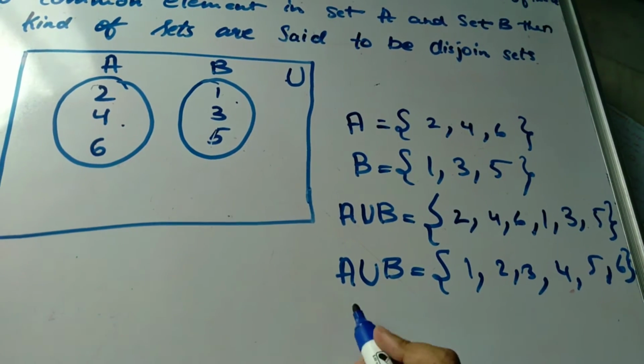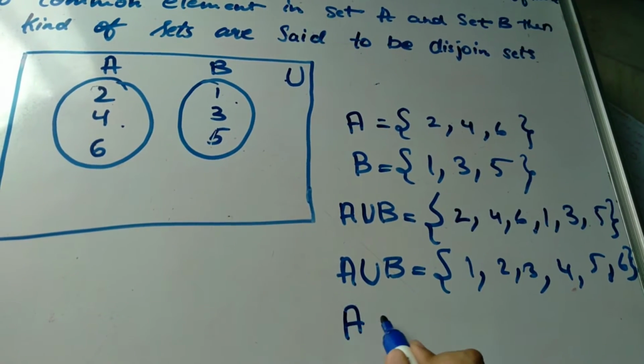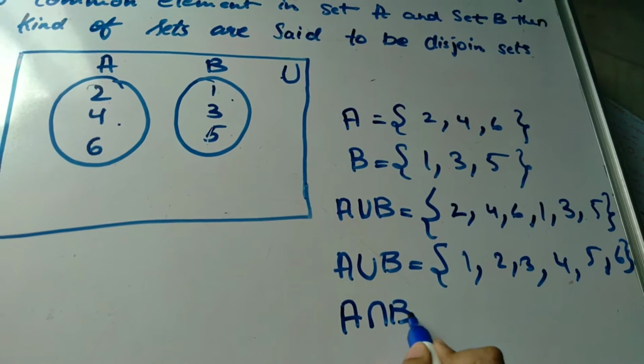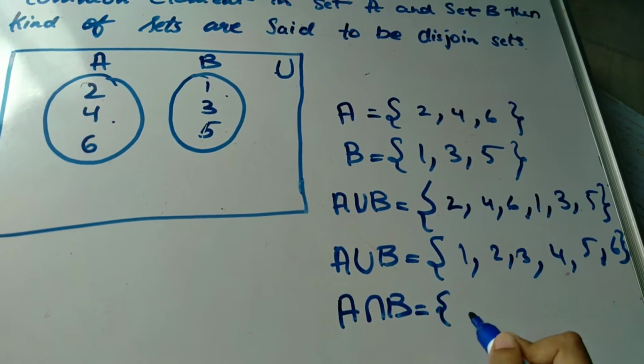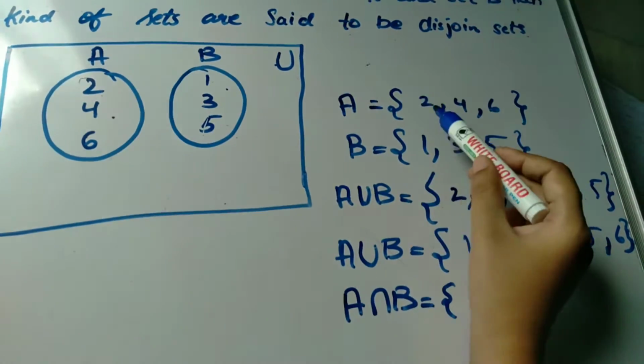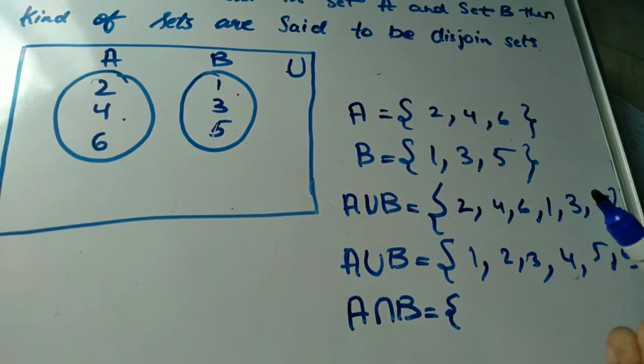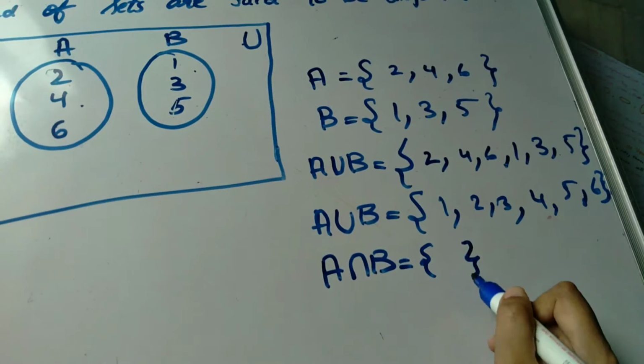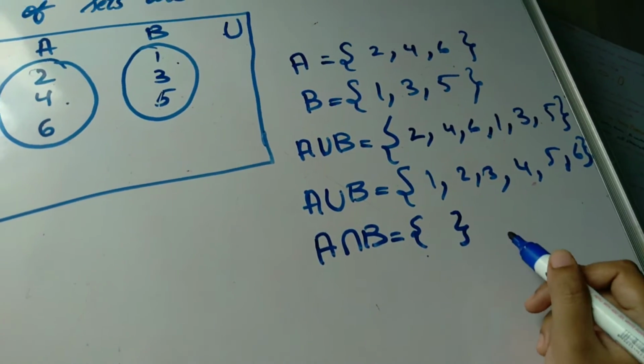And now can we take out A intersection B? A intersection B is nothing but the common elements in set A and set B. Is there any common element in set A and set B? Look here, there is no common element. So the set is empty. The set is a null set.